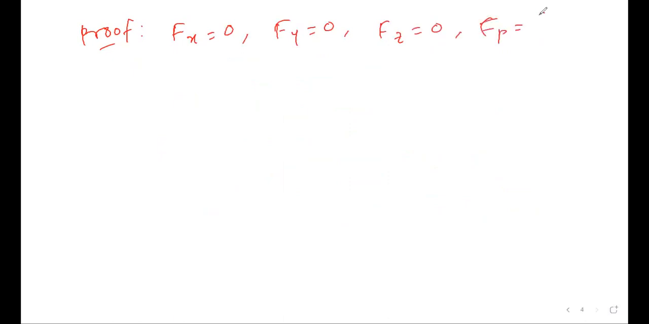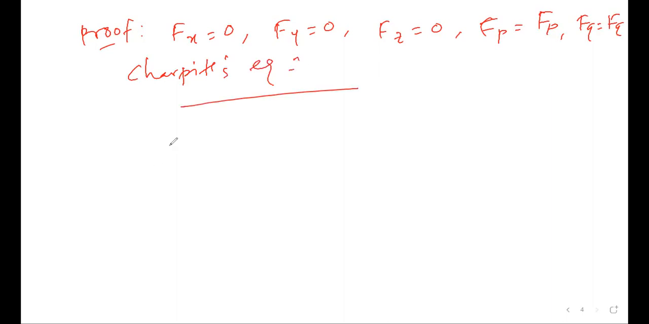So I'm going to take this as fp, and fq as it is, okay? And in Charpit's equation, I'm not going to write it out, you just write the Charpit equation. I'm going to substitute only, okay? So in this, you have to write the actual Charpit's equation, okay?